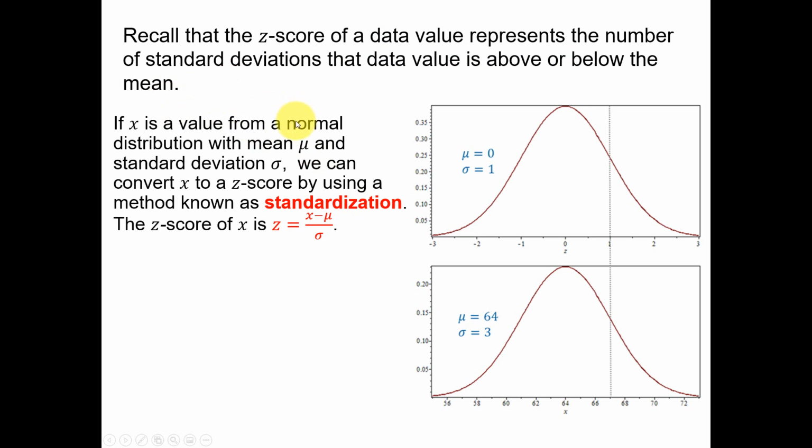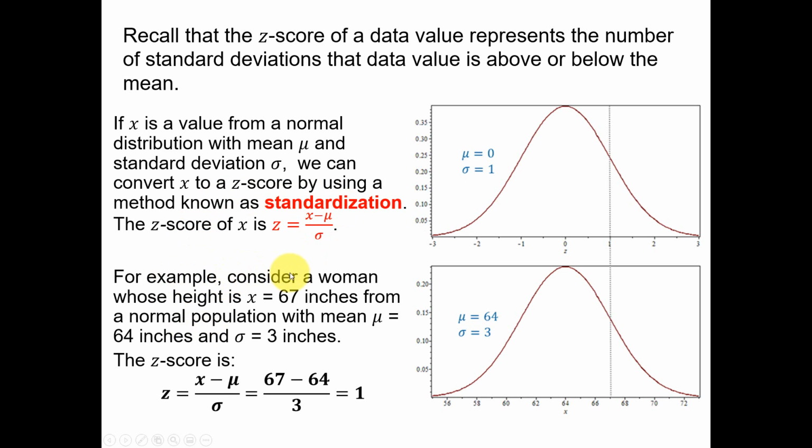So if x is a value from a normal distribution with mean mu and standard deviation sigma, we can convert x to a z-score by using a method known as standardization. And the z-score of x, we know this, z equals x minus mu divided by sigma. Back in chapter 2, mu was x bar and sigma was just s.